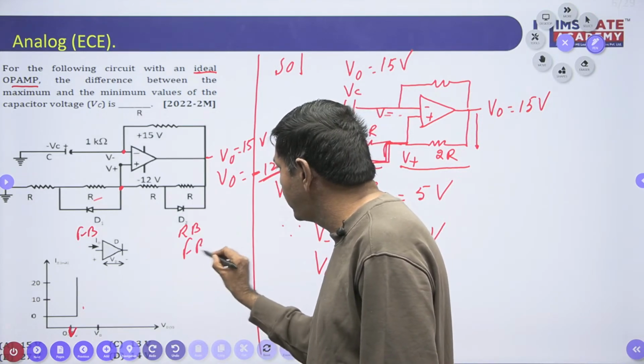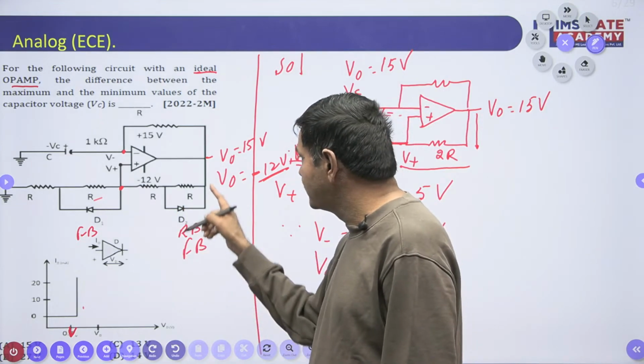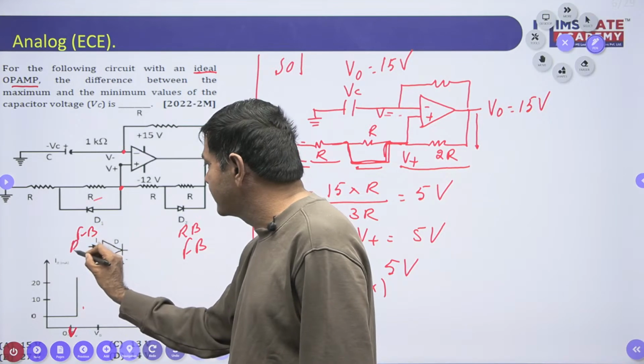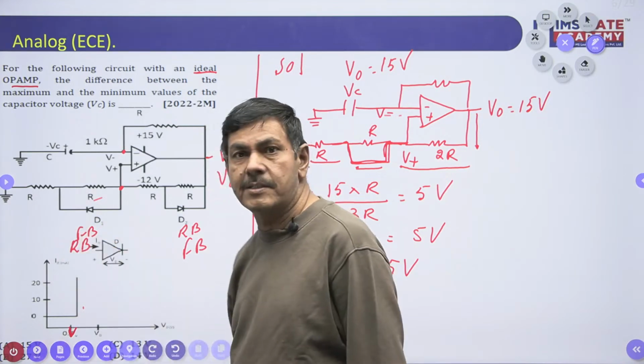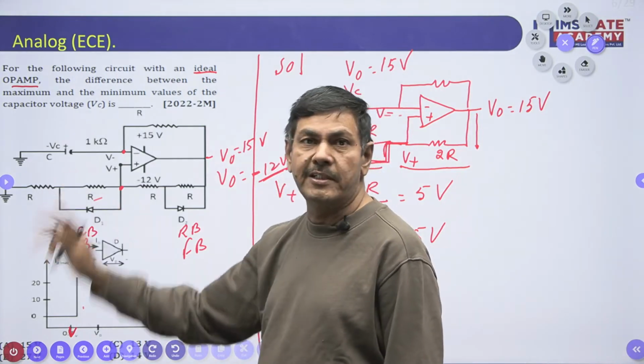This diode is forward bias. If it is forward bias, it must be shorted now. This diode is reverse bias. If this diode is reverse bias, it must be open circuited now.